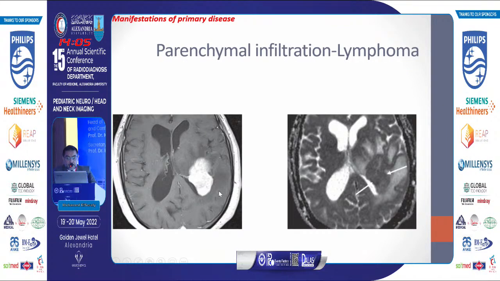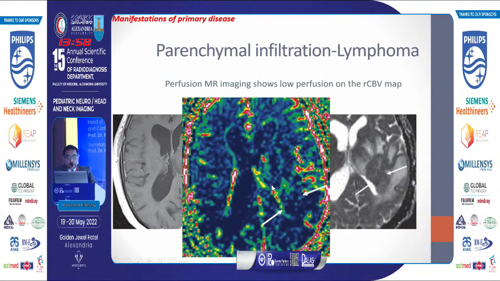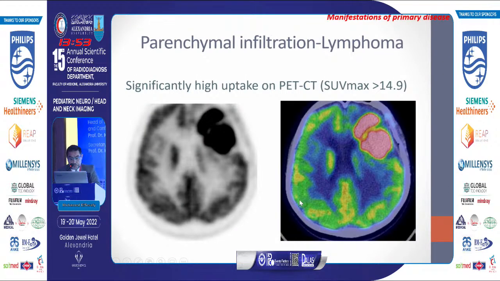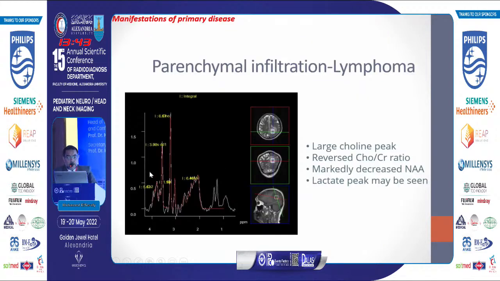Again, diffusely enhancing lesion with marked diffusion restriction and markedly lowered ADC value, and showed hypoperfusion on relative cerebral blood flow volume. Also, the lymphomatous infiltration showed avid uptake on PET-CT evaluation. Characteristic appearance of lymphomatous infiltration on MR spectroscopy: very high choline peak, markedly decreased NAA, some lactate peaks.